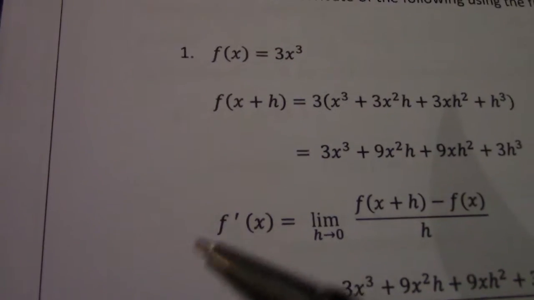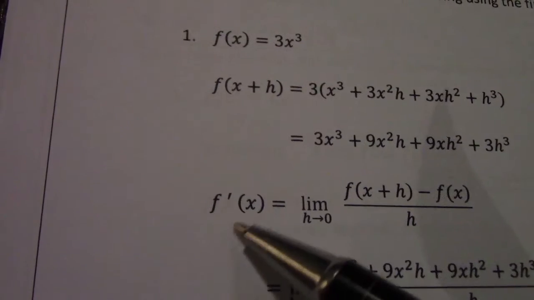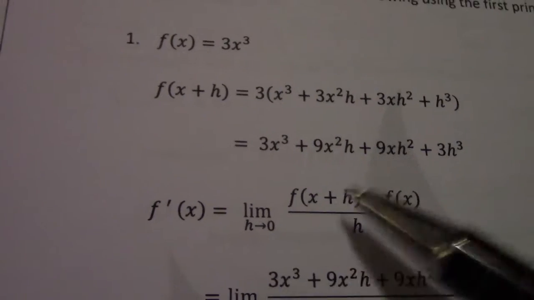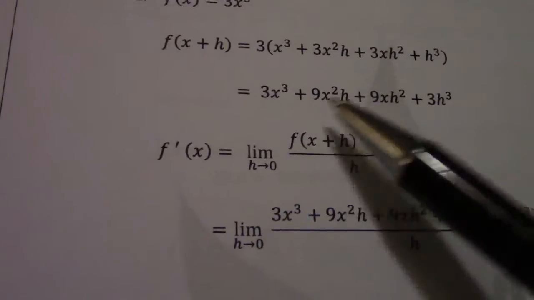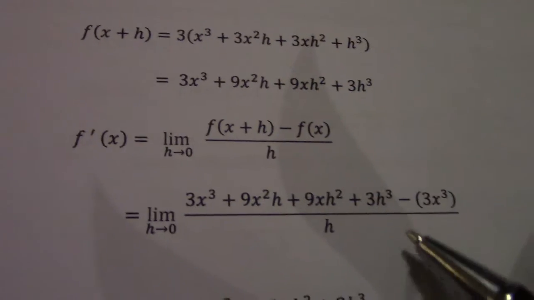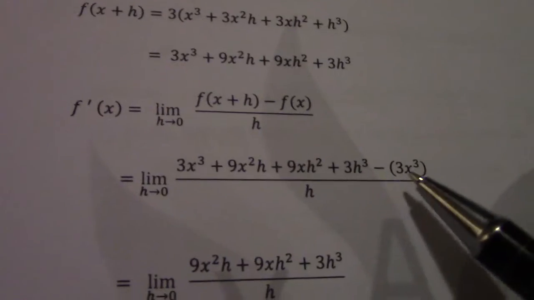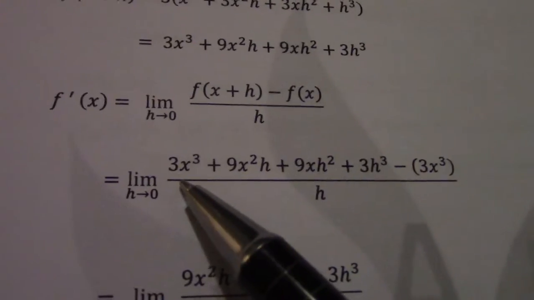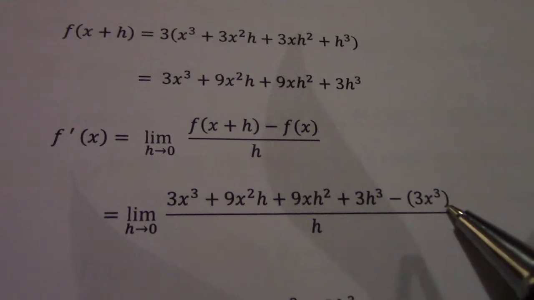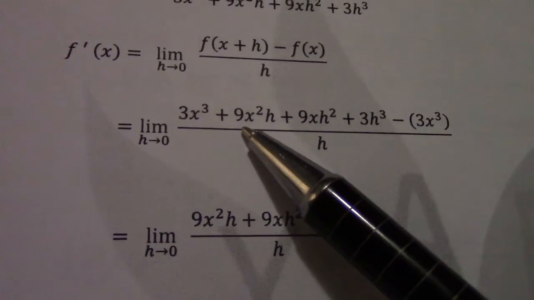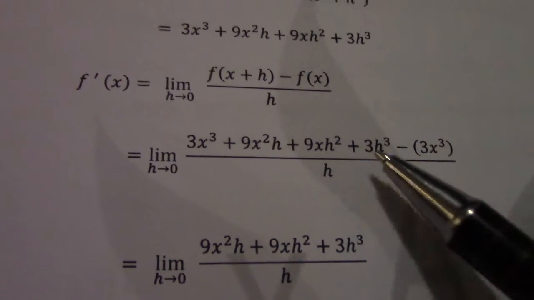So to find the first derivative using the first principle, my first derivative equals the limit as h tends to 0 of f(x plus h) minus f(x) over h. So that becomes 3(x plus h) cubed, f(x plus h) is that equation substituted there, minus f(x), so minus 3x cubed. Again, as you can see, whatever doesn't have a variable h cancels, so 3x cubed minus 3x cubed would cancel, and I'm left with 9x squared h plus 9x h squared plus 3h cubed all over h.